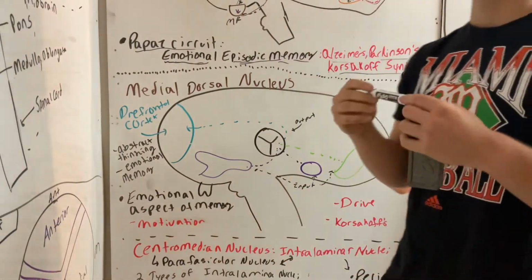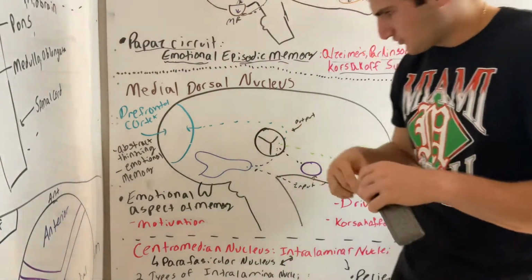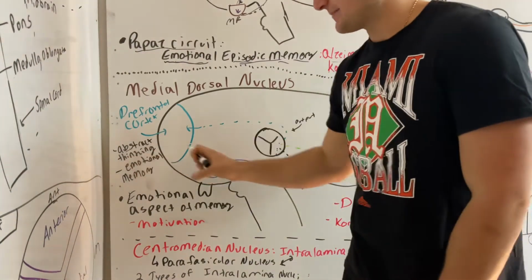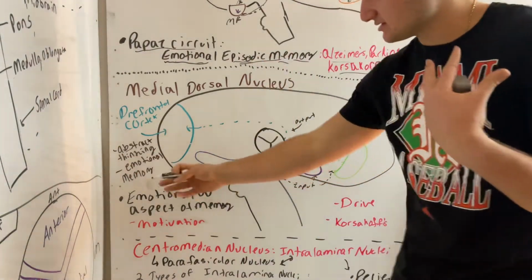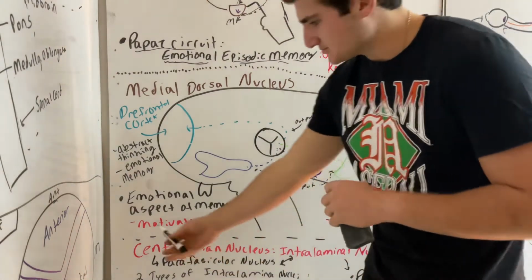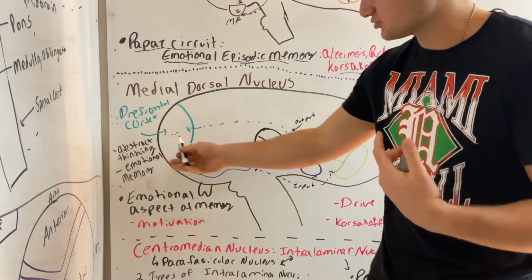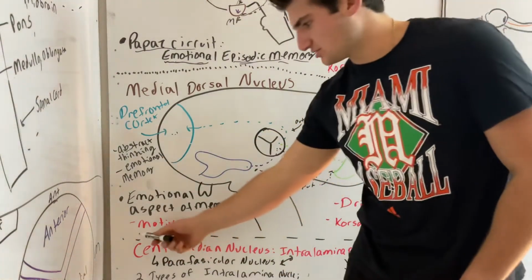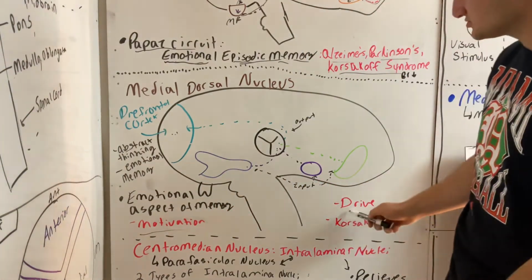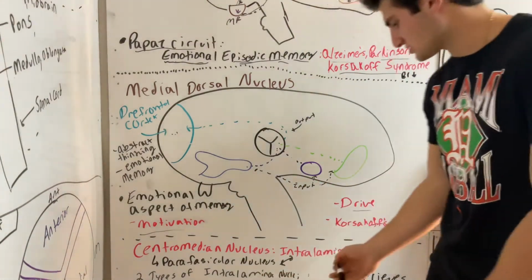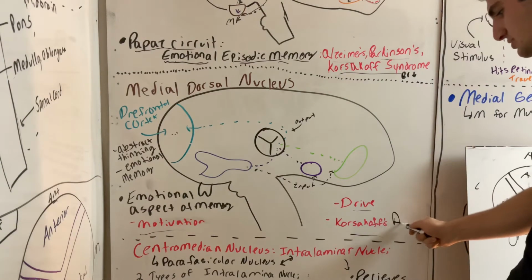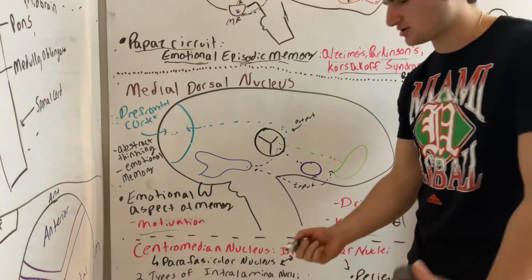Now, what is the prefrontal cortex used for? Okay, he's used for our abstract thinking. So abstract thinking and emotional memory. Good. If there's damage to this prefrontal cortex or to this tract, right? We're going to lose motivation, we're going to lose drive, and we're going to have a syndrome known as Korsakoff's, also known as our B1 deficiency with alcoholics.